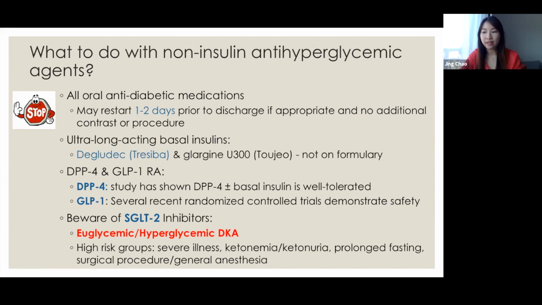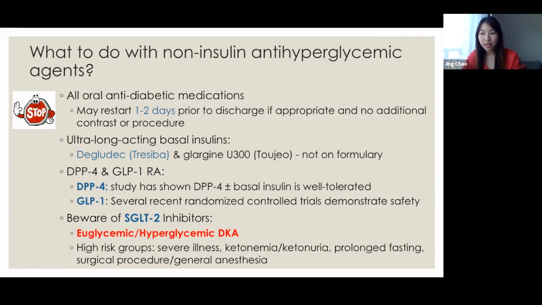There is currently no evidence supporting the use of the newer ultra-long-acting basal insulin in the inpatient setting. Namely, these ultra-long-acting insulins are insulin degludec, better known as Tresiba, and insulin glargine U300, better known as Toujeo. Both insulin degludec and glargine U300 are not available on our hospital's formulary, and I also suspect that Valley Medical Center does not have this on formulary either. All right, so I have more slides on insulin degludec coming up, and we will discuss how to manage this insulin a few slides down.